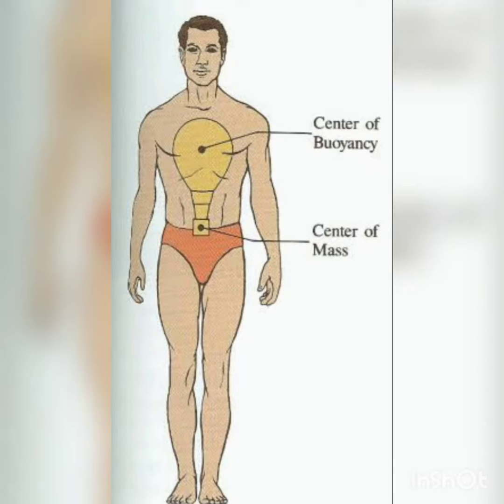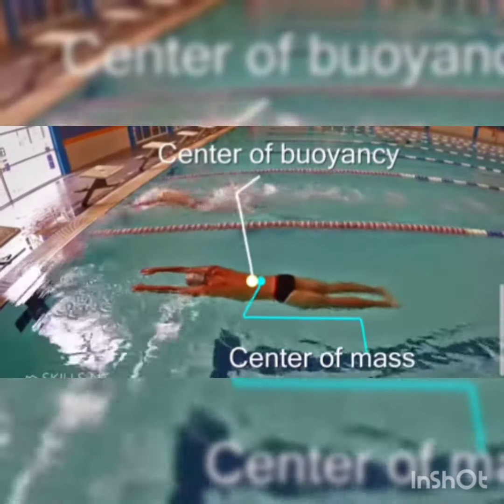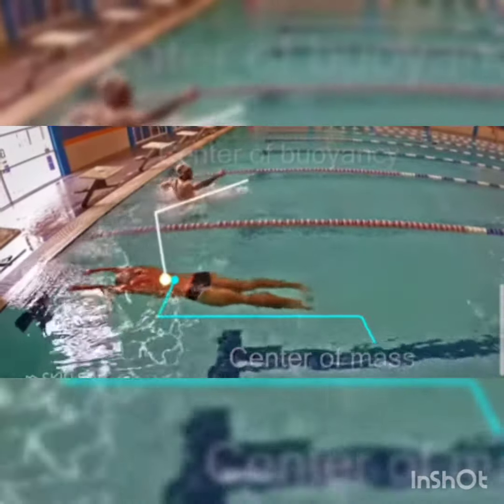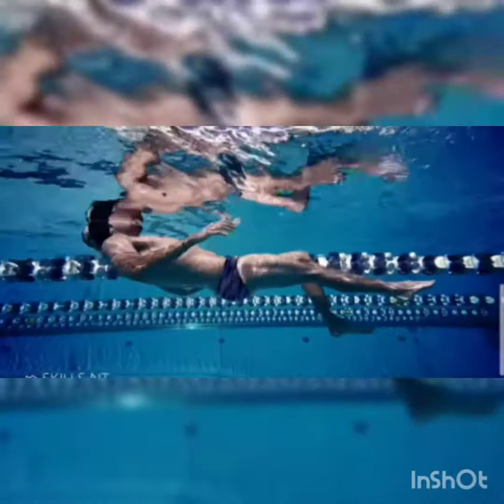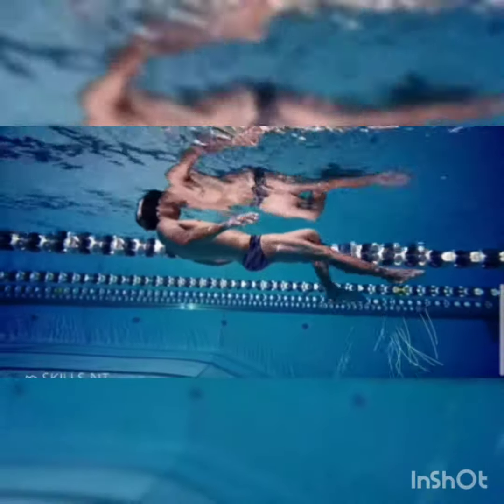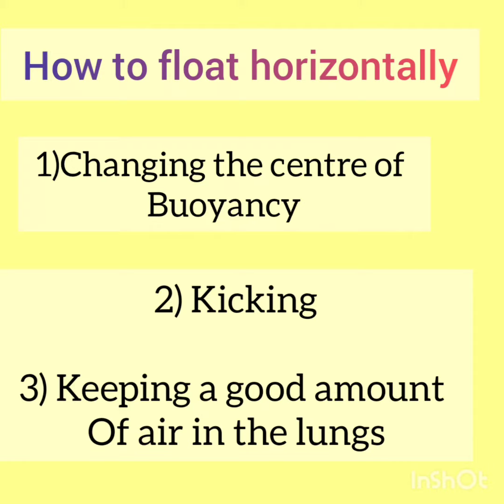While floating, the center of mass is very close to the belly button, whereas the center of buoyancy is near the lungs, as air in the lungs is not dense and it floats more. We can float horizontally by, number 1, changing our center of buoyancy, which can be done by stretching our arms up. Number 2, kicking, which causes an upward force that pushes us upwards. Number 3, keeping a good amount of air in the lungs.